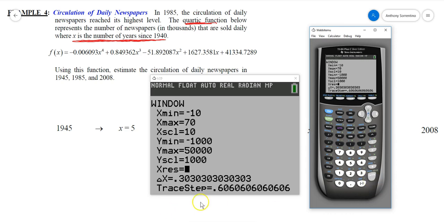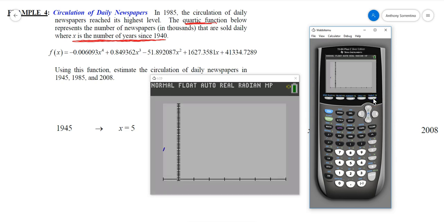See if that does any good. I don't really mess with the resolution. These two things, the delta X, can sometimes, the smaller that number is, the slower the graph can be drawn. You can mess with that a little bit if you want the graph to graph faster. I don't really care for that. I'm just going to graph this now and see what it looks like.